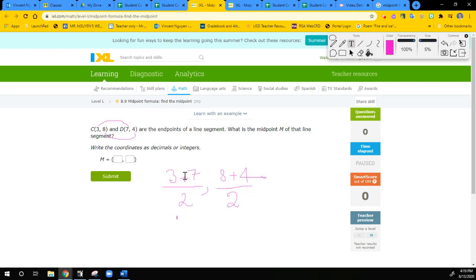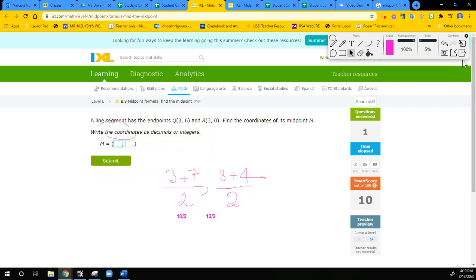So 3 plus 7 is 10. And then you divide by 2. And then over here, 8 plus 4 is 12. And then you divide it by 2. So the answer is 5, comma 6. 5, because 10 divided by 2 is 5, and then 12 divided by 2 is 6, so we do 5, 6. Submit. Yay. Okay, next one, we're going to try it one more time.